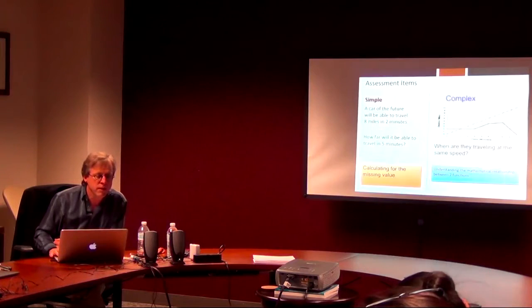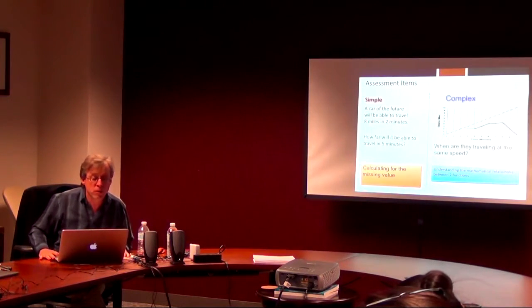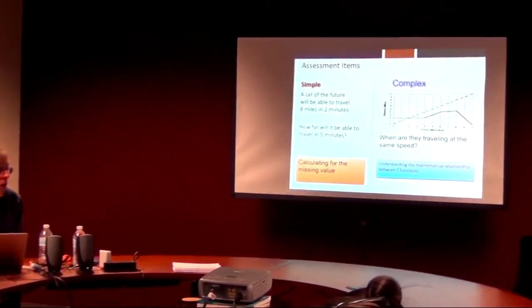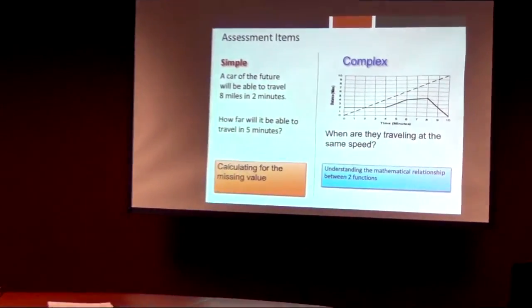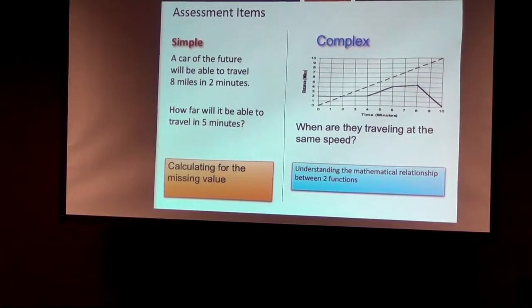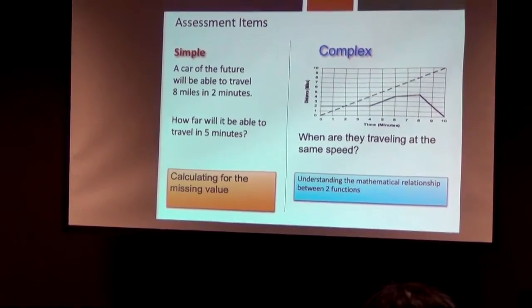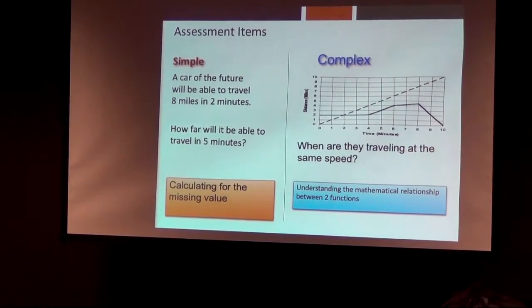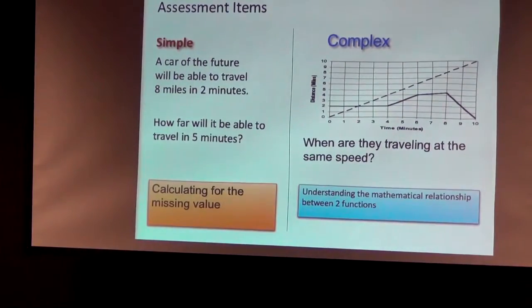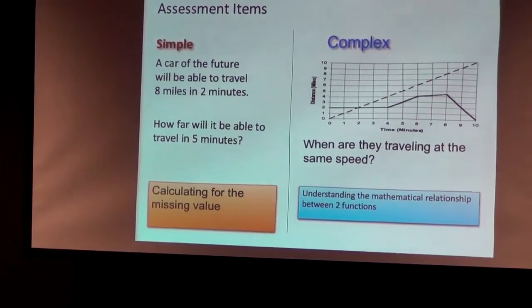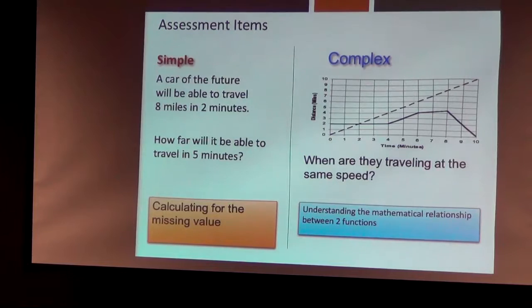Now we also needed assessment items, and we did not use the end-of-year Texas State assessment. We worked with a group of assessment developers to create an assessment that had 2 types of items. It had what we call relatively simple items, which are kind of traditional items in rate and proportionality. You see here, a car of the future will be able to travel 8 miles in 2 minutes. How far can it travel in 5 minutes? That's a classic: you give 3 values and ask them to find the 1, however you want to do it. That's a classic proportionality test question.